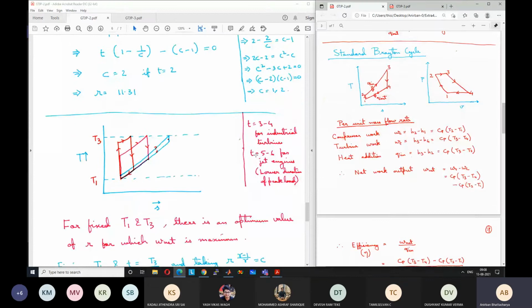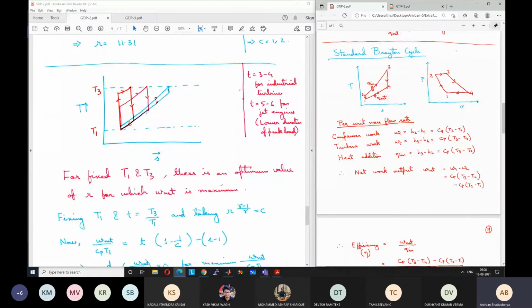Let us consider again this simple Brayton cycle. What we are going to do is assume that T1 is fixed due to ambient conditions, which is a reasonable assumption. Ambient conditions are fixed, and T3 is fixed because of the turbine blade limit. Okay, turbine blade material and cooling. So it depends on the turbine blade. So T1 and T3 are fixed. Both are reasonable assumptions.